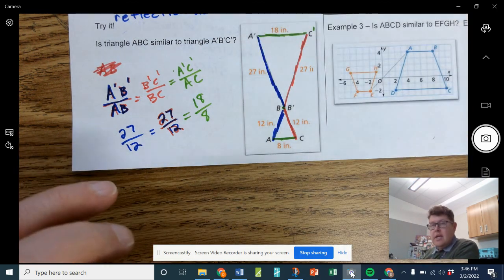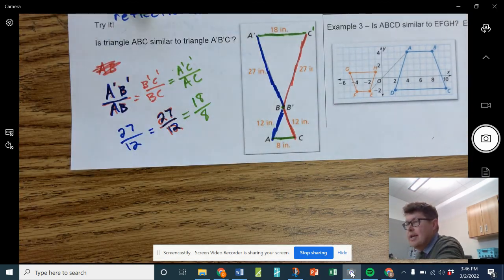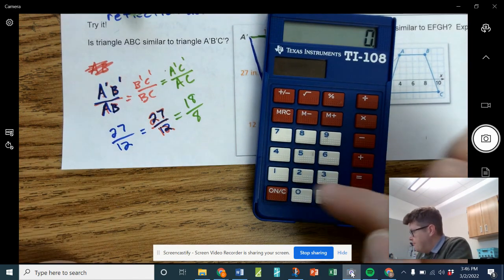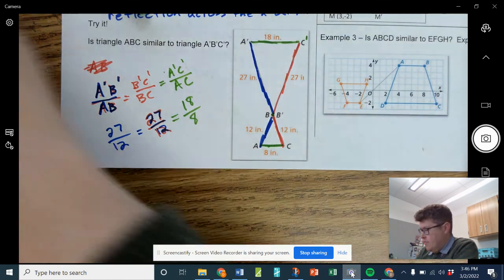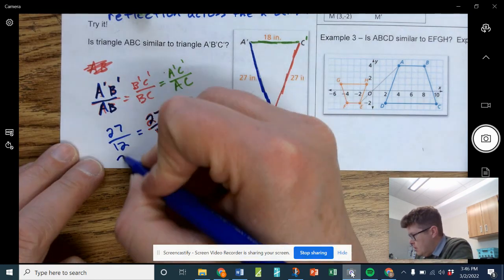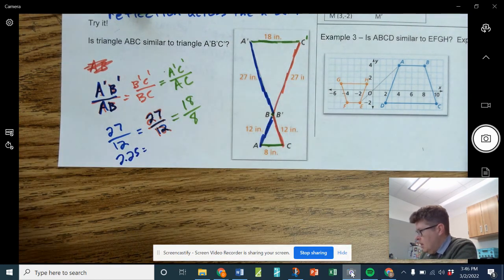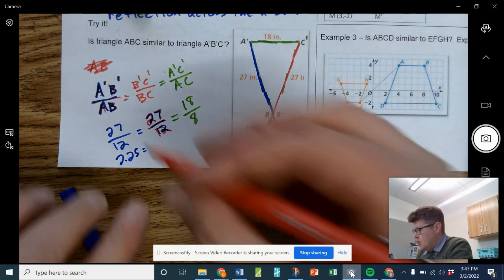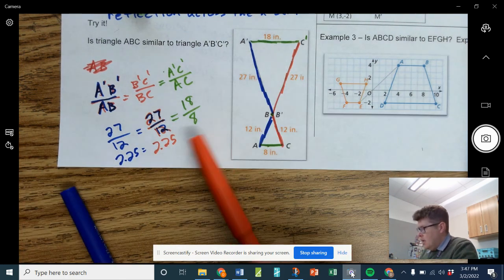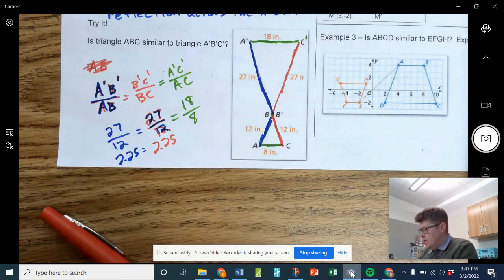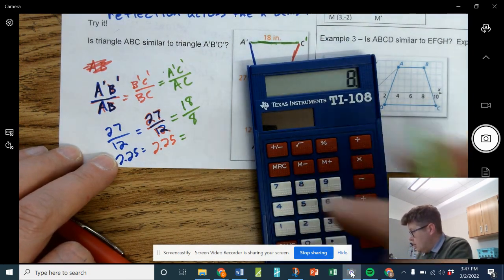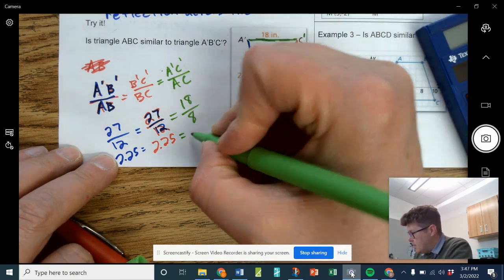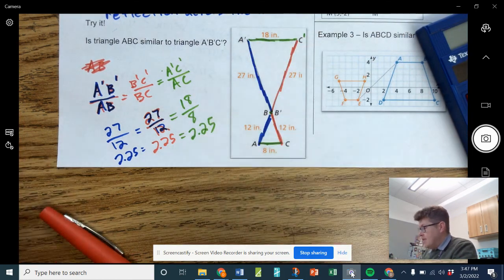Okay, and so the idea here is that if these are similar, we're going to get the same answer for these kind of division problems, right? 27 divided by 12. Boom, is going to give us 2.25. Okay. We know that's going to give us the same thing, so we can just say 2.25 right there. And then 18 divided by 8 should, if they're similar, give us the same answer. So 2.25. So we have the scale factor right here.